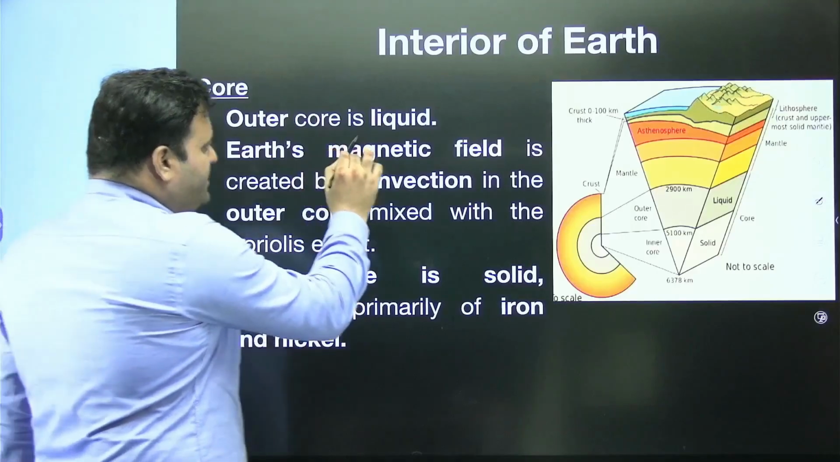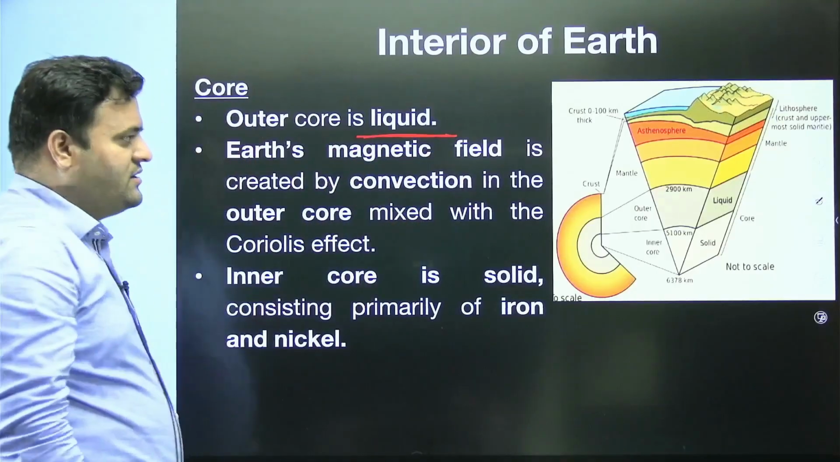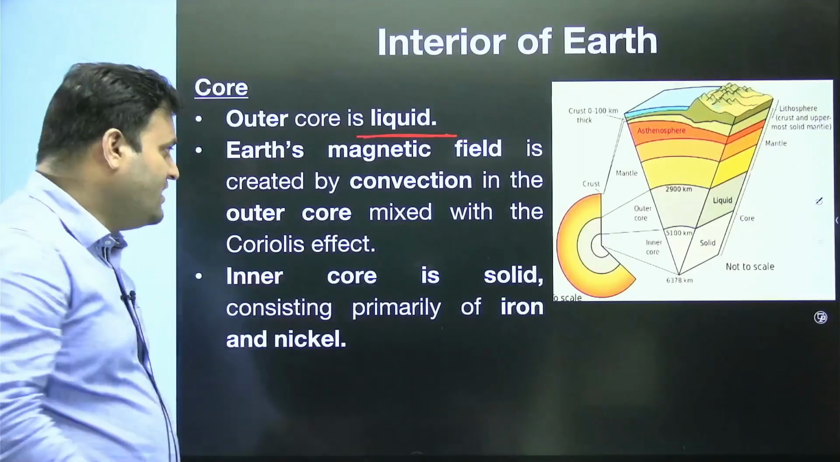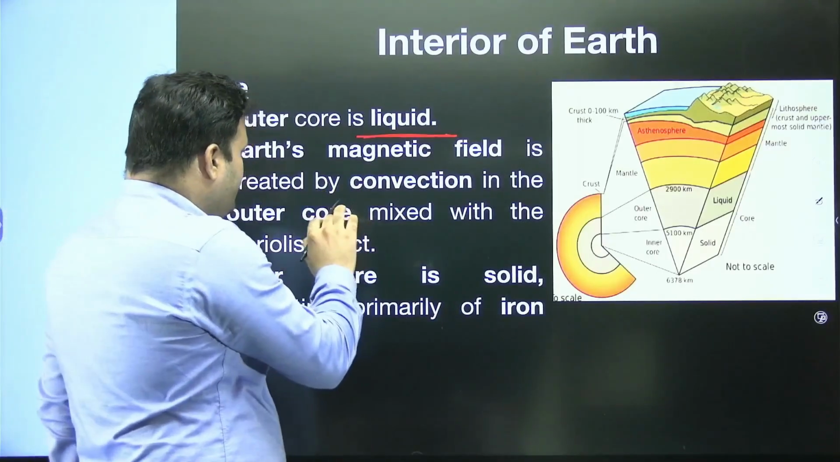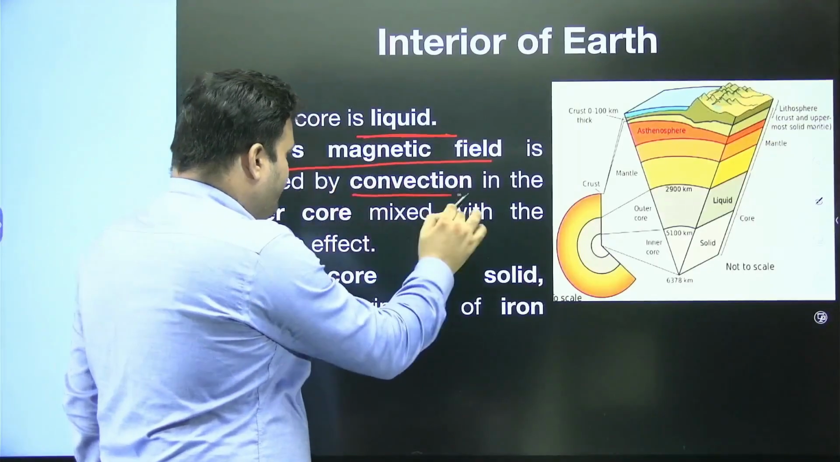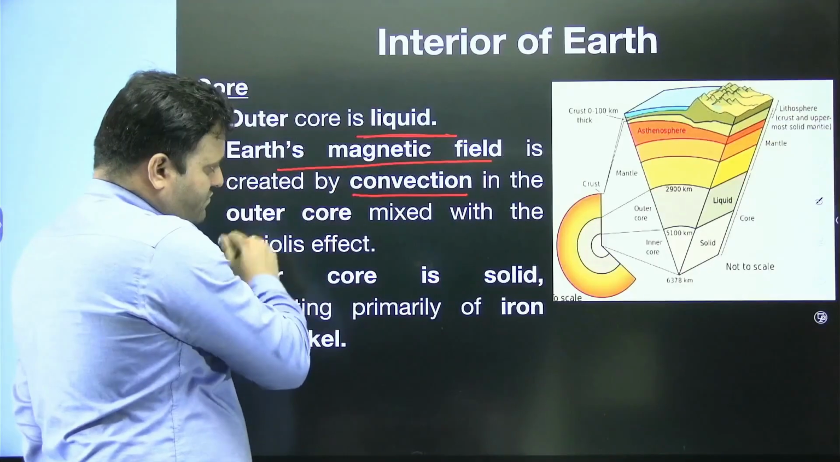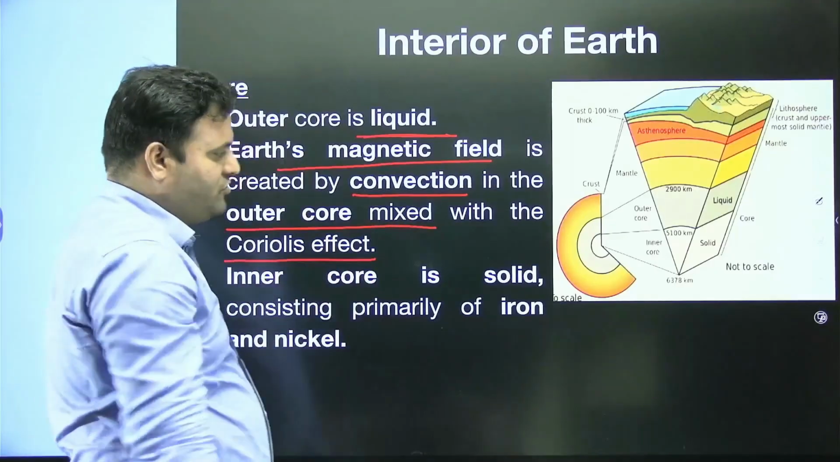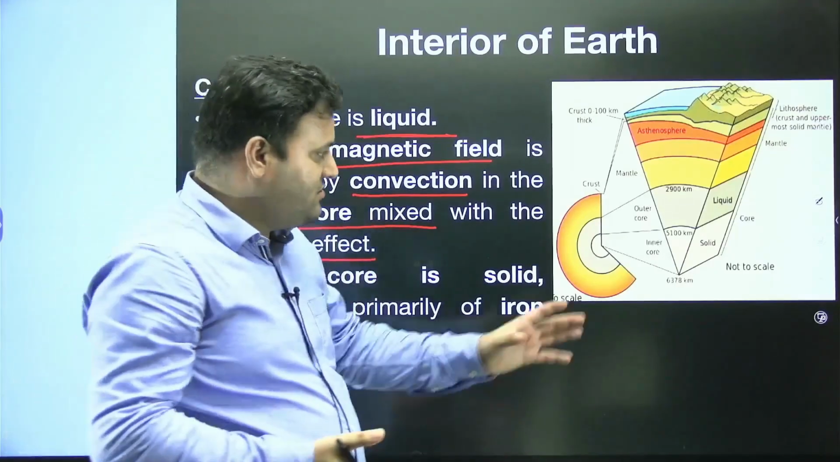Outer core is liquid, and if you see the Earth's magnetic field, it is believed that the Earth's magnetic field is actually created by convection in the outer core mixed with the Coriolis force. It's because of the convection currents.